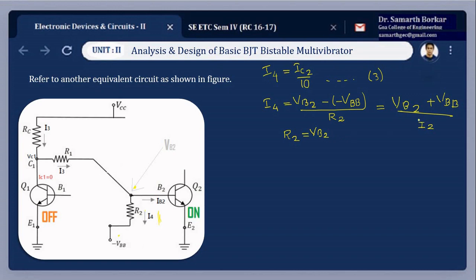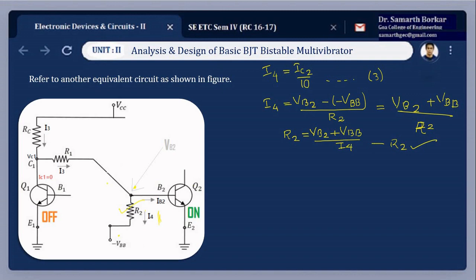So R2 is VB2 plus VBB divided by I4. Thus R2 is known. So we have already calculated the value of RC, and now we have been able to find out the value of R2.